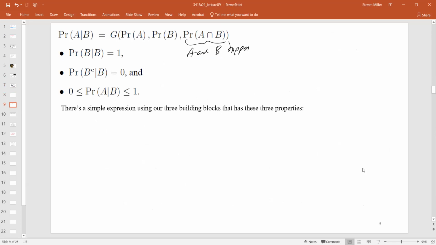And so we've got a couple of extreme cases. The probability of B given B is 1. The probability of B complement given B is 0. And the conditional probability has to be between 0 and 1. So it turns out that there's a nice expression that will satisfy all of this.